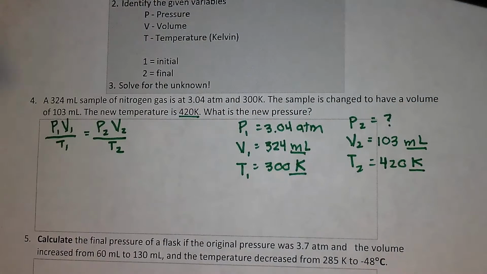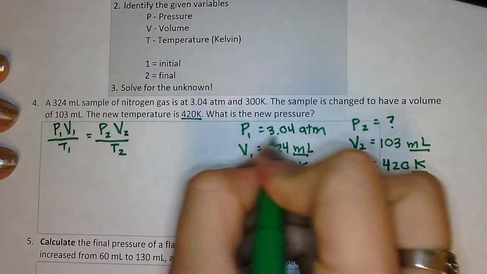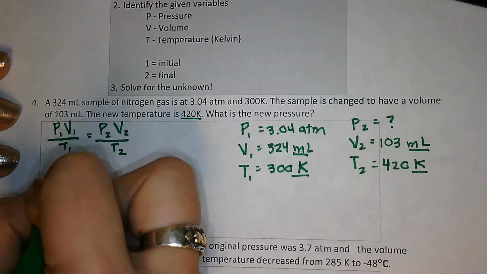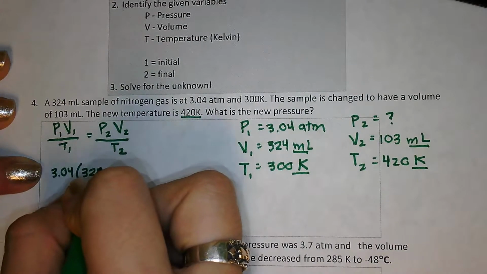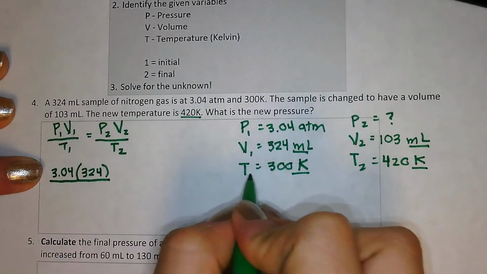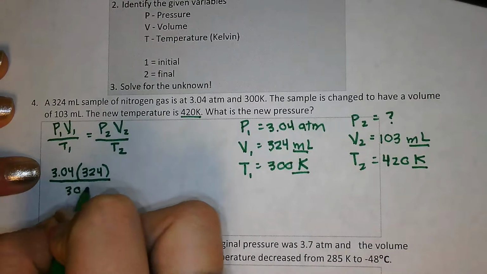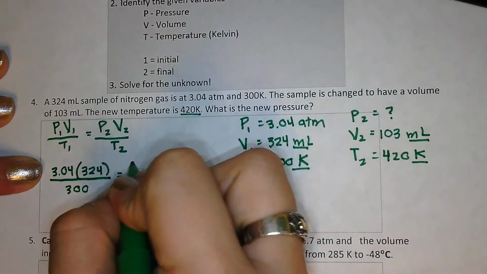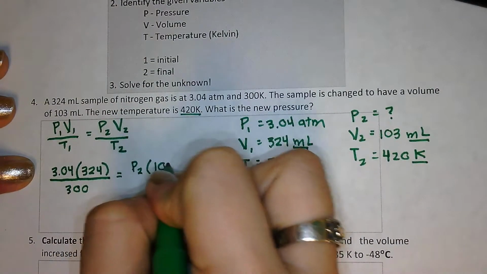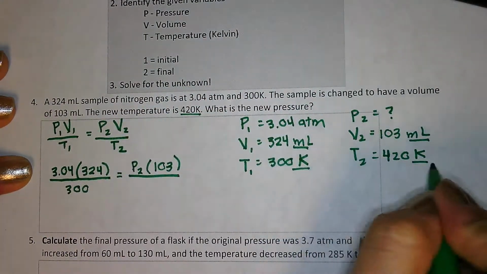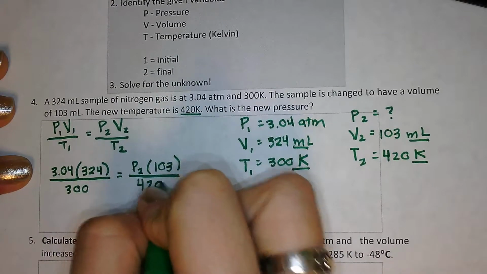So I have to plug these numbers into my equation. So P1 is 3.04 times V1, which is 324, all over T1, which is 300, equal to P2. We don't know, so I'll leave it as P2. V2 is 103, and T2 is 420 Kelvin.